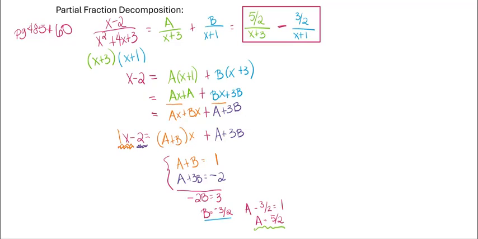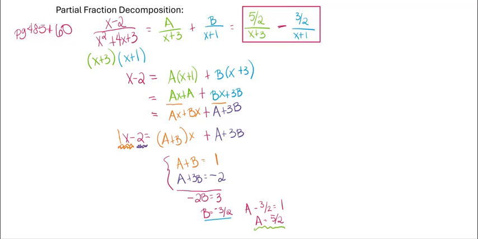Regardless, when your denominator is x plus 3, whatever letter you give the numerator, it will work out to be 5 halves. And your x plus 1 denominator is going to have a numerator of negative 3 halves. So it doesn't really matter if you did it in the order that I did it, you should still get the same answer, as 5 halves is over x plus 3 and negative 3 halves is over x plus 1.